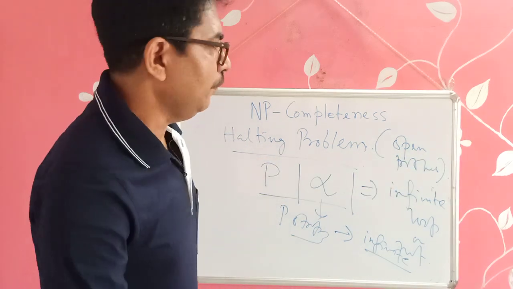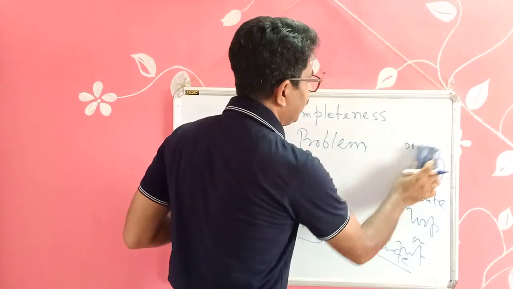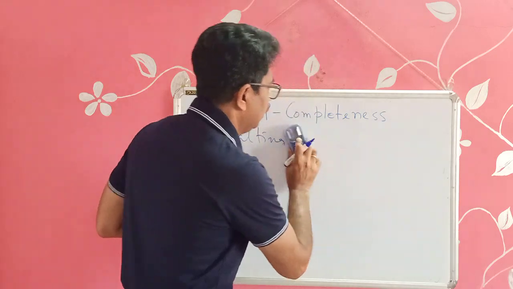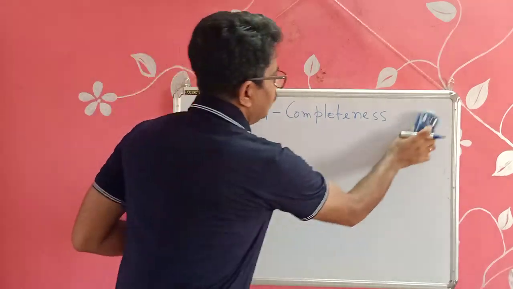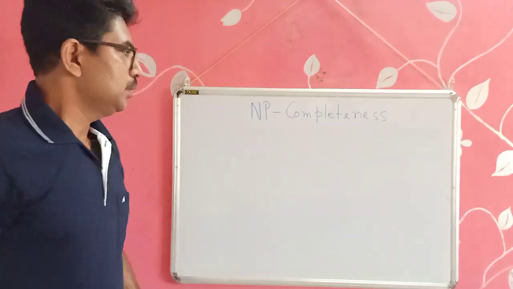Now from here people started to think whether there are any other kinds of problems, or any other kinds of solutions. Then we found two categories of solutions, just like this.